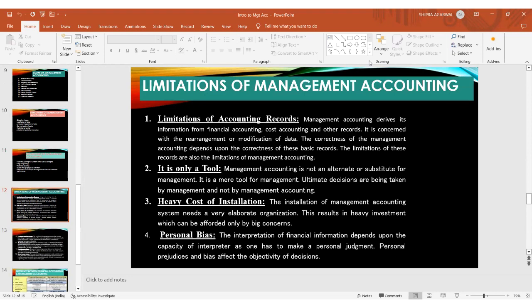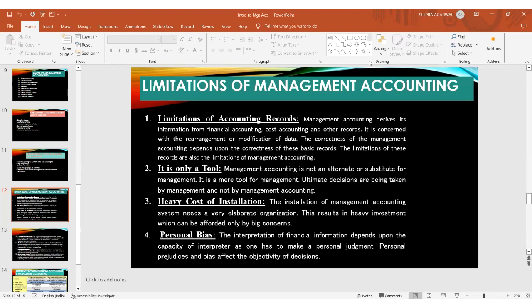Now, when we are talking about this management accounting, no doubt it is very, very useful, but at the same time, it has certain limitations. First of all, it has the limitations of accounting records. As I told you, the information that we are using in management accounting, we are getting from financial and cost accounting. So whatever the limitations of your financial and cost accounting data, if it has any, then they are automatically transferred to your management accounting information also, right?